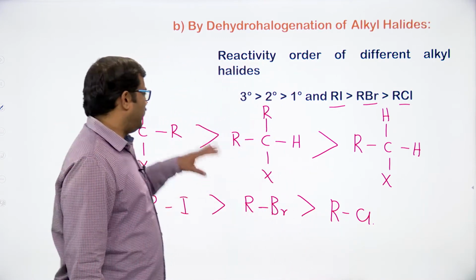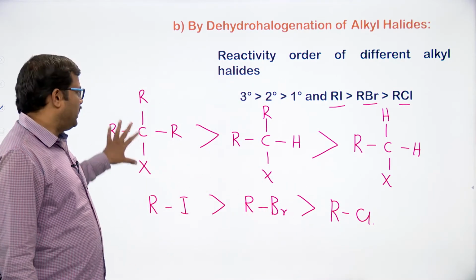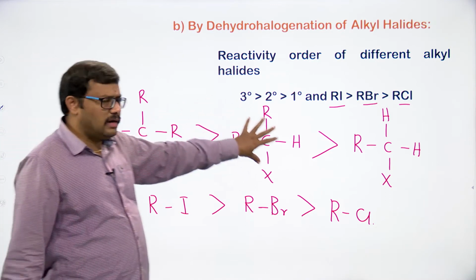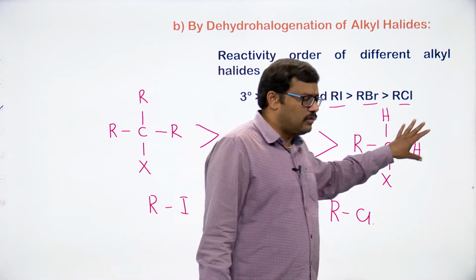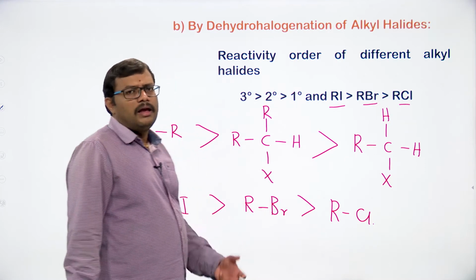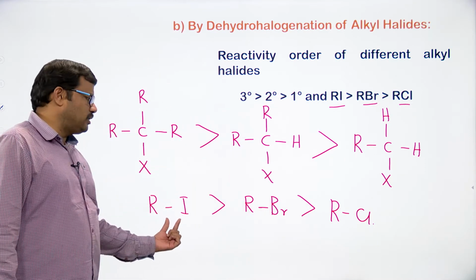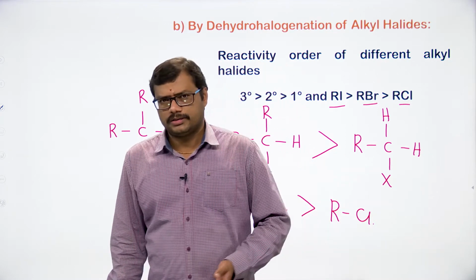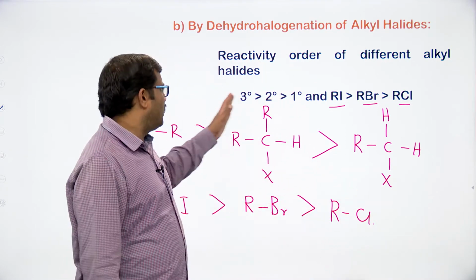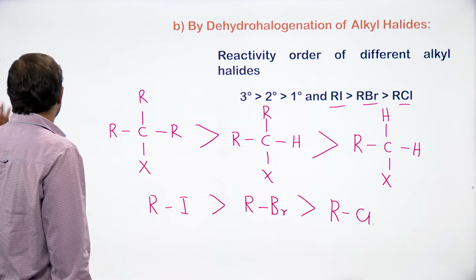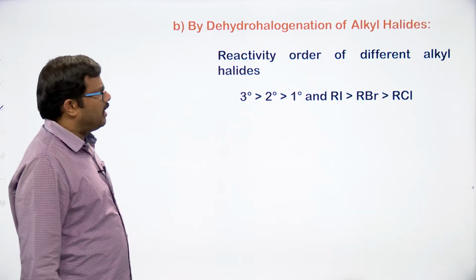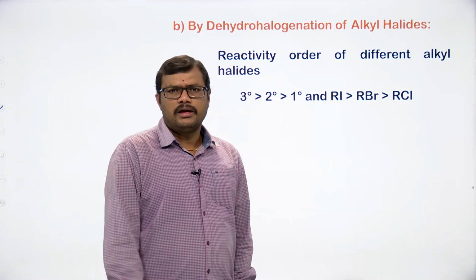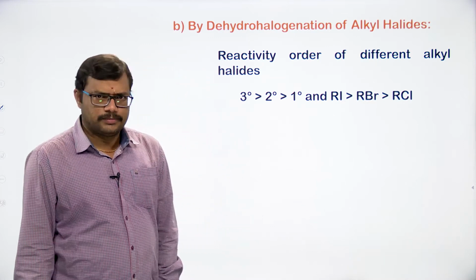For a given halogen, tertiary alkyl halide is more reactive than secondary alkyl halide, which is more reactive than primary alkyl halide. And among halogens, iodides are more reactive than alkyl bromides, which are more reactive than alkyl chlorides. So the reactivity order is very essential. You have to remember the reactivity order of these alkyl halides in order to get alkenes as products.